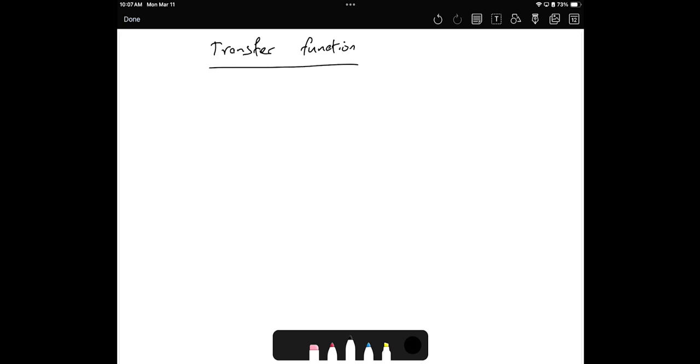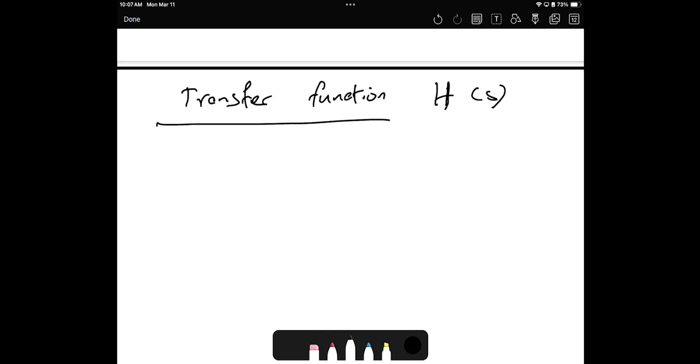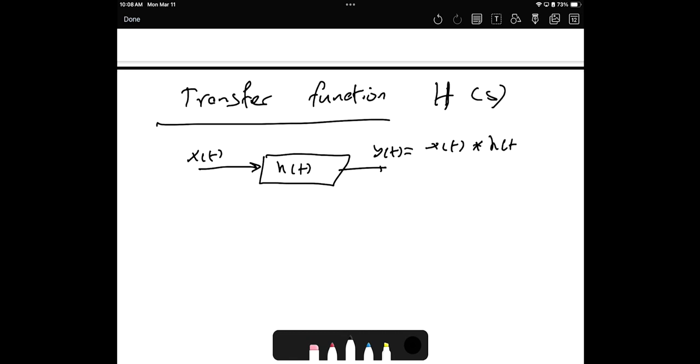Now, we will use what we have learned from the Laplace domain in our system. Our problem in signals and systems, where we stopped at the end of the first exam, was in the convolution, right? We used to say that we have a system here, x of t, then here we have h of t, then y of t. Basically, y of t is x of t convolved with h of t.